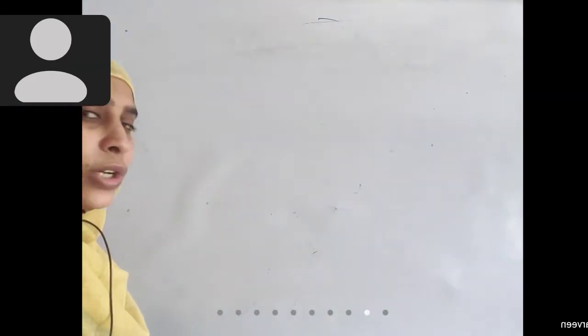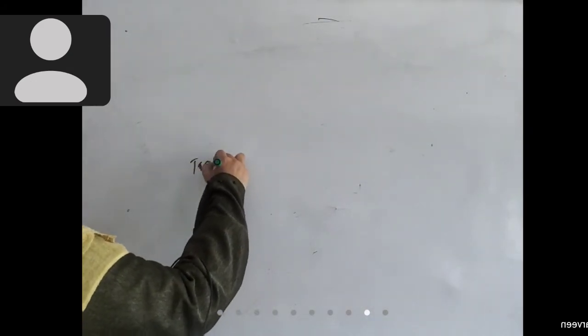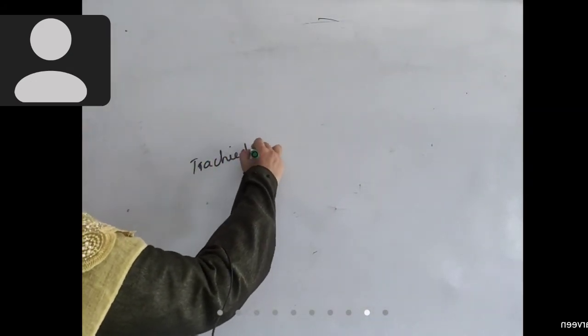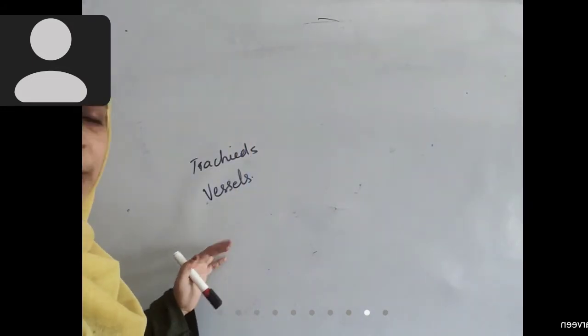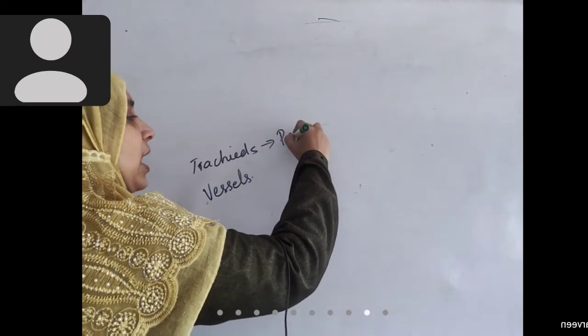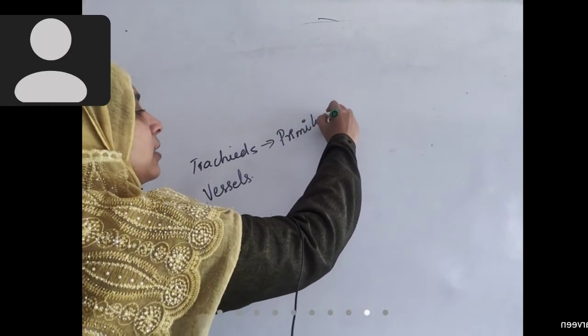Phloem also has different components. Okay, one question. All the plants do not have tracheids and vessels. If tracheids are present, no vessels. If vessels are present, no tracheids. Very simple. This is a very primitive character, not a developed character.